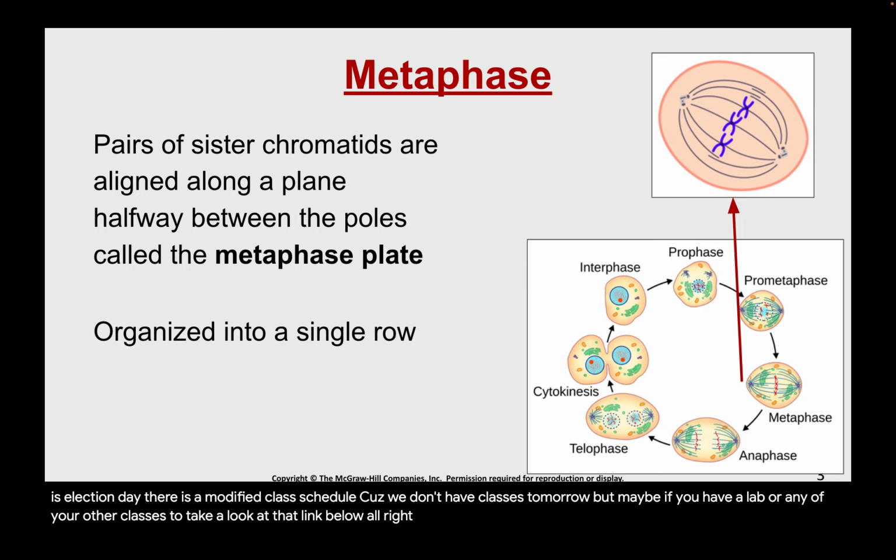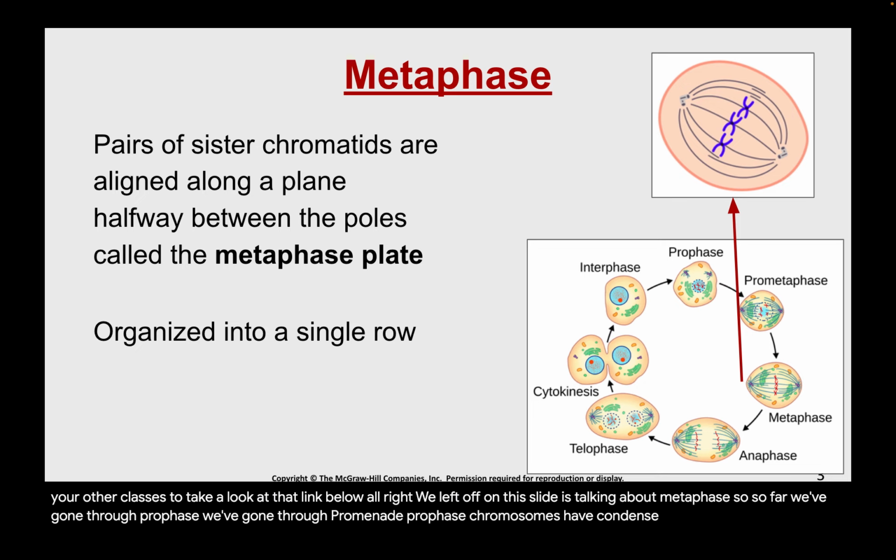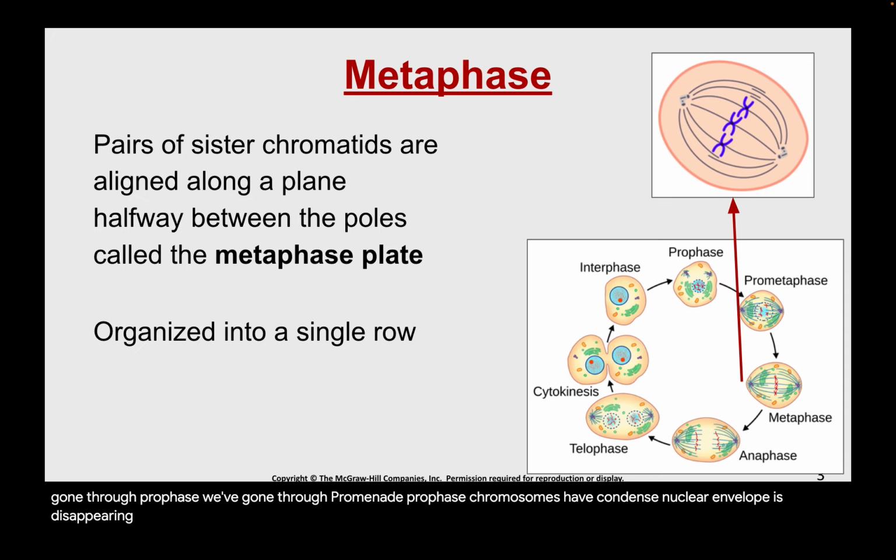Otherwise, I believe we left off on this slide talking about metaphase. So far we've gone through prophase, we've gone through prometaphase. Right? Prophase, chromosomes have condensed, nuclear envelope is disappearing, and the mitotic spindle has formed. Prometaphase, the nuclear envelope is completely gone. The mitotic spindle is on opposite sides of the cell, and then attached to the chromosomes themselves.